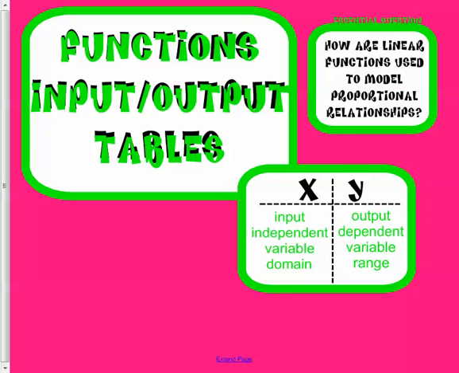Today's video talks about functions and their input-output tables. So if we look back at what a function is, we know that every input has exactly one output. So if we look at this table and recall this, inputs, independent variables, and domains are all the same thing. This is the new one.